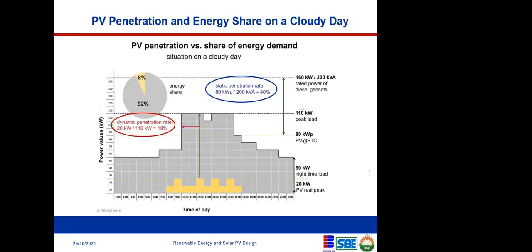Sorry, if you can go back to this bit. First, what was the energy share now? Because you are having 2% there. Is it 8% or 92%? The energy share of the solar system is 8%. Okay, of the solar system. Of the solar system. The 92% is from the generator or from the grid, but we are interested in the solar system, the solar penetration rate.